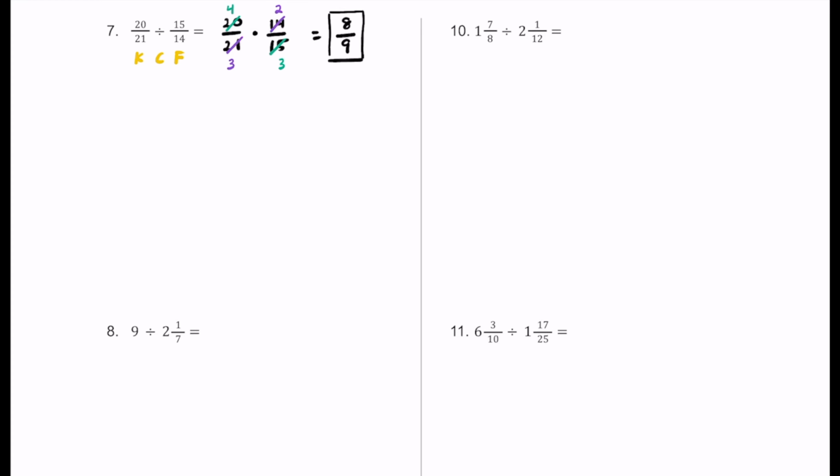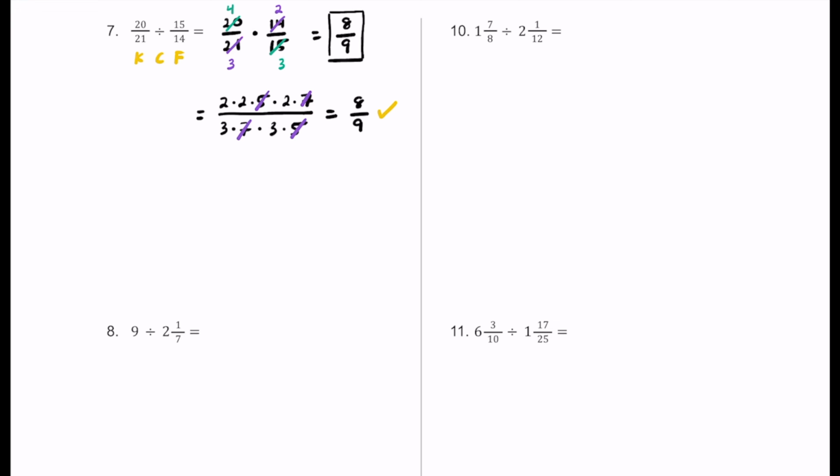All right, if we wanted to use some prime factorizations, once we turn it into a multiplication problem, feel free to do so. 20 is 2 times 2 times 5. 14 is 2 times 7. The 21 is 3 times 7. And the 15 is 3 times 5. So if we go ahead and cross out the 7's, we can do that. The 5's, we can do those. And I think that is it. So on top, 2 times 2 times 2 is 8. And on bottom, 3 times 3 is 9. So we get 8/9 again. All right, so that works out nicely.